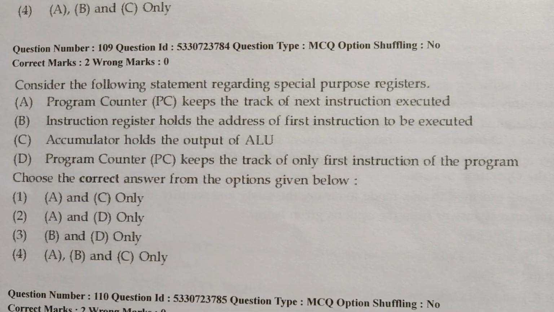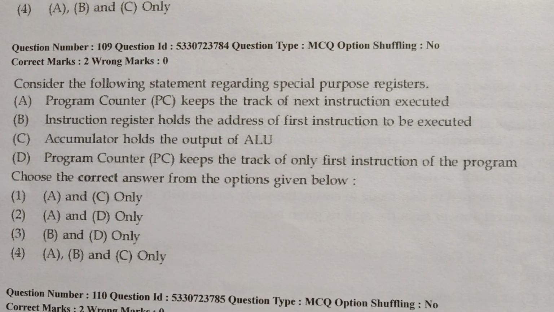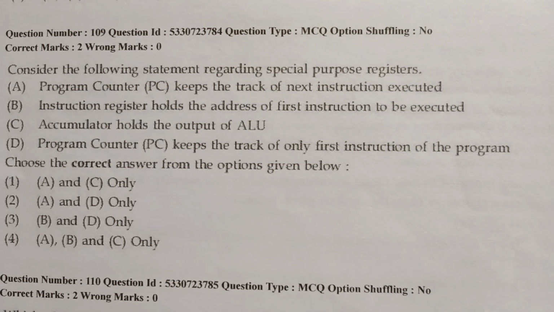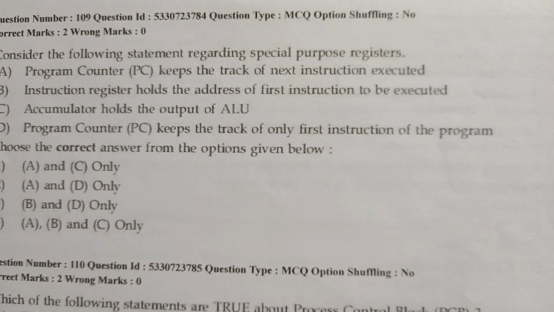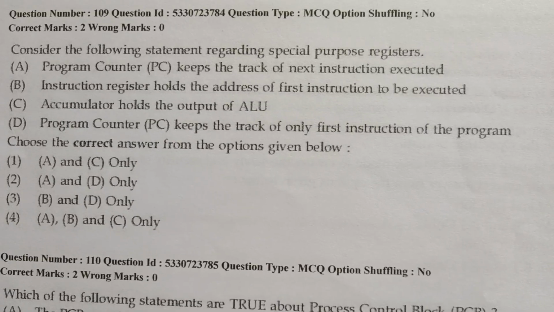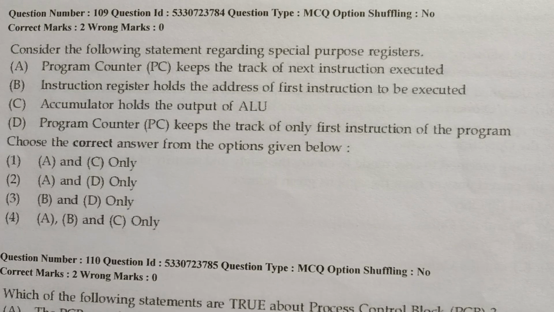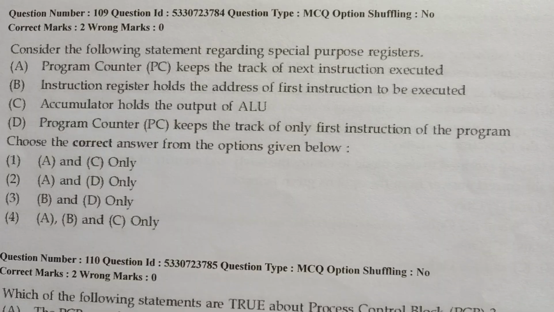Question number 109. Consider the following statements regarding special purpose registers. A. Program counter keeps track of the next instruction to be executed. B. Instruction register holds the address of the first instruction to be executed. C. Accumulator holds the output of ALU. And D. Program counter PC keeps track of only the first instruction of the program.